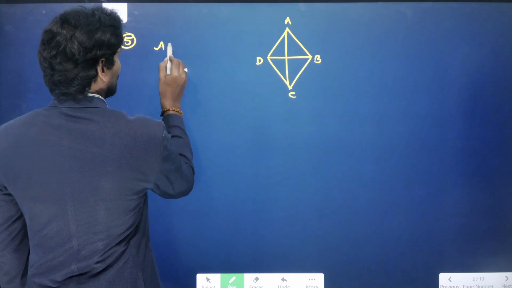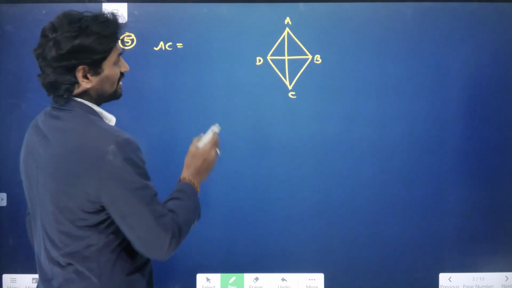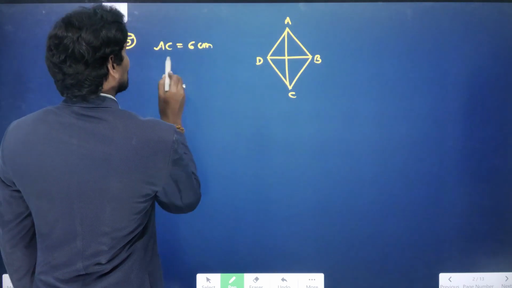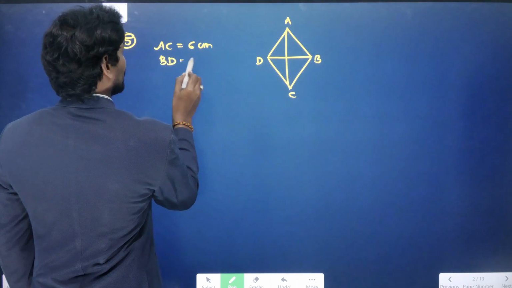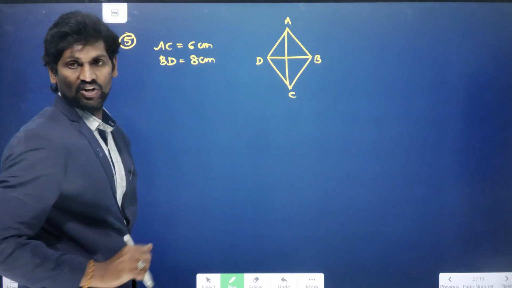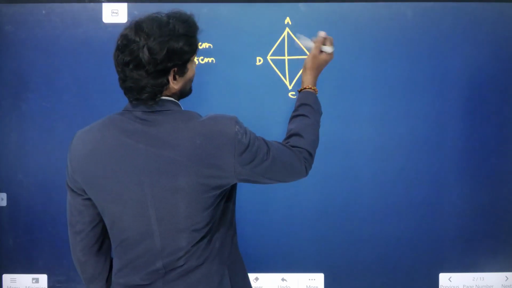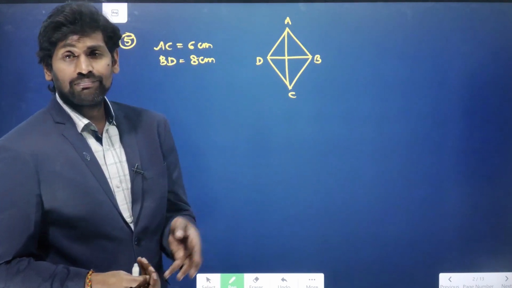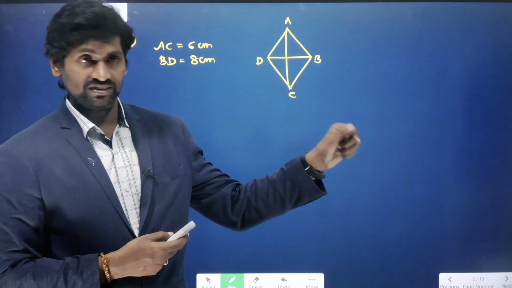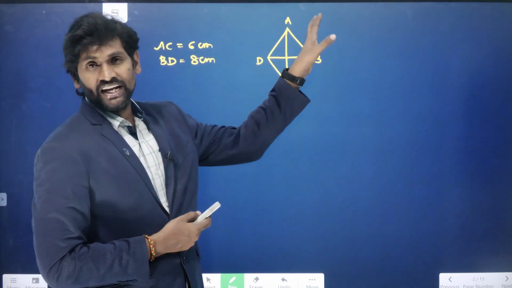The length of the diagonals of the rhombus is 6 centimeters and 8 centimeters. So from this figure, we can take that one diagonal is 6 centimeters and the second diagonal is 8 centimeters. Then the length of its side, that means any one of the sides, because in a rhombus all the sides have the same length. So we can take any one of them.